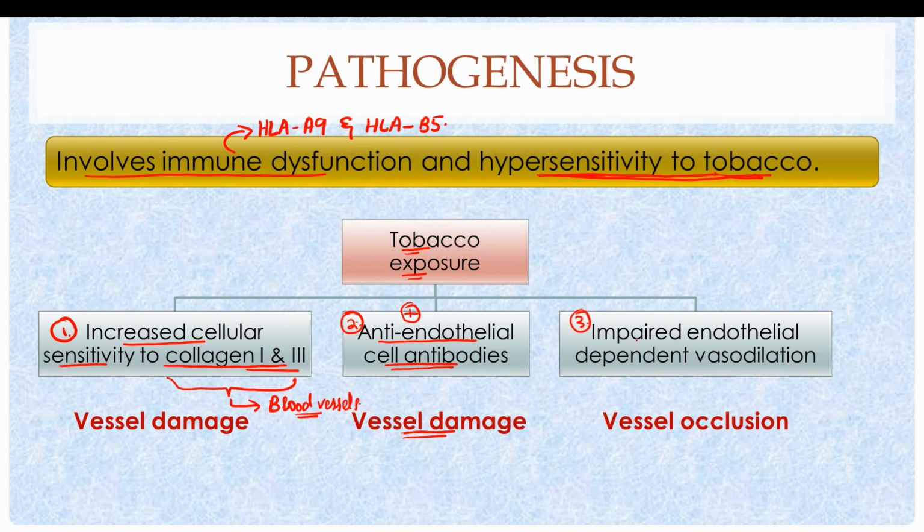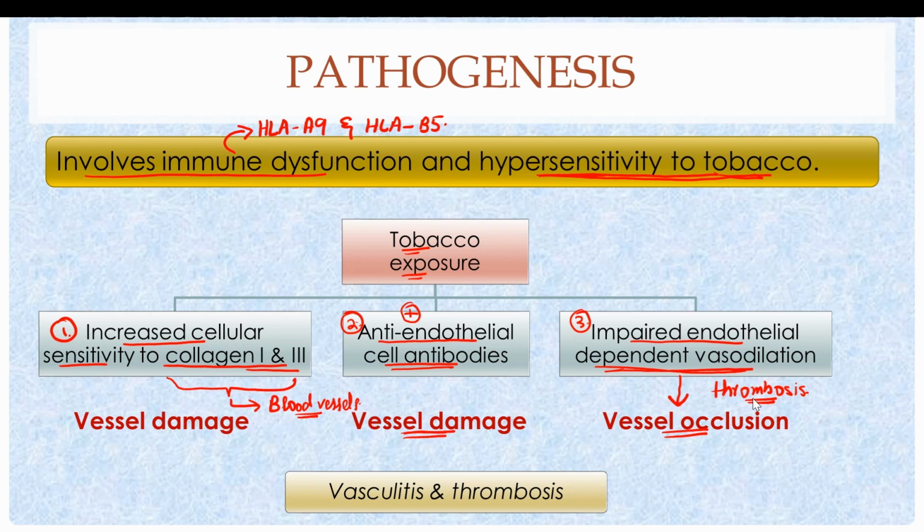The tobacco exposure results in an impaired endothelial dependent vasodilation. So lack of vasodilation results in blood vessel occlusion, and there is a high propensity for thrombosis. So all these factors lead to inflammation of blood vessel known as vasculitis and thrombosis, which are characteristic of the Buerger's disease. So inflammation of blood vessels and thrombosis results in occlusion of blood vessel, resulting in lack of blood supply, causing ischemia, and in more severe cases, gangrene of the end organ.